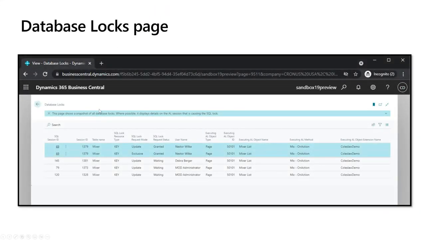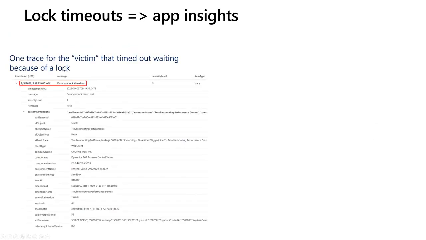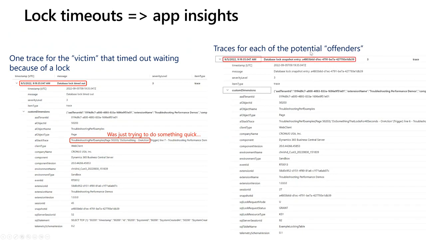And I have some slides showing what I just demoed to you. So if you're looking at the slides afterwards, you can see that easily here. So in the App Insights, we have the victim side, the database log timeout, and they were just doing something that was not supposed to take very long. And we have also these snapshot entries. And here we can see that there was somebody who had a log on this table. So if the victim was trying to access the same table, most likely it failed because of this log.